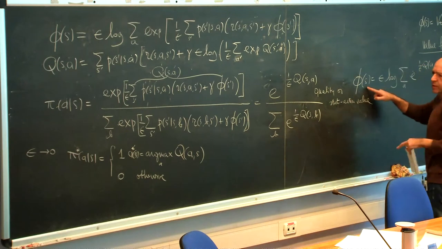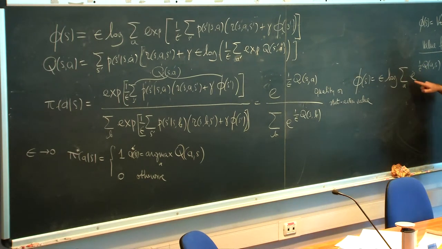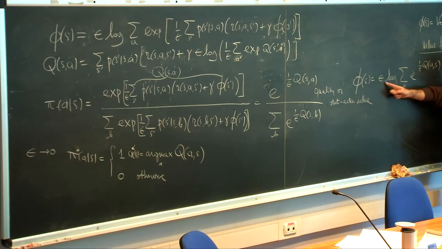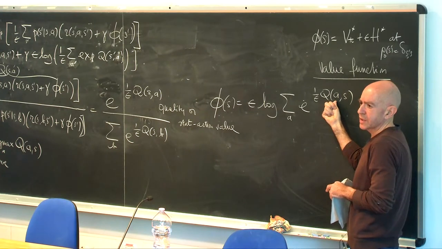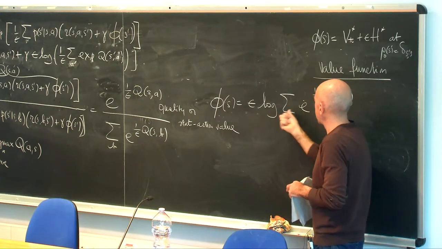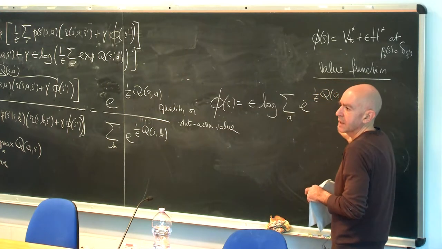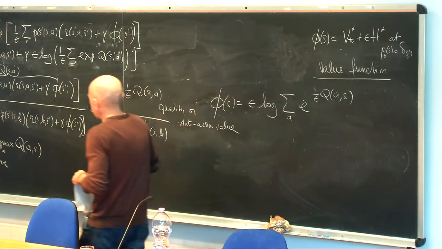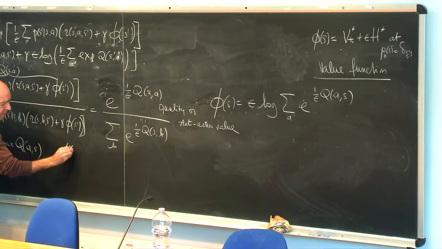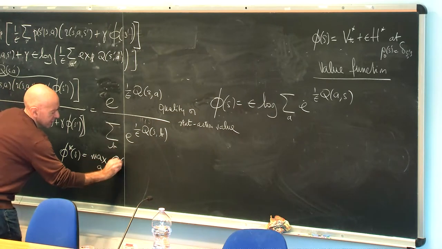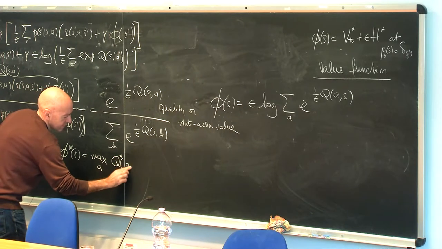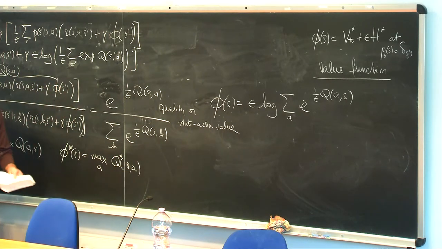So when epsilon tends to zero, what's the relationship between the quality function and the value function? Well, this is exactly the softmax. When epsilon tends to zero, the only term which survives in the sum is the one which picks the largest contribution from the actions. And then the epsilon logarithm of the exponential of 1 over epsilon will give me the optimal Q. So when epsilon tends to zero, the optimal value function of a state is just the maximum over all possible actions of the quality function, which again states what I already said. The best thing that you can do from a given state is pick the action with the largest quality function, and this will give you the value from that state.